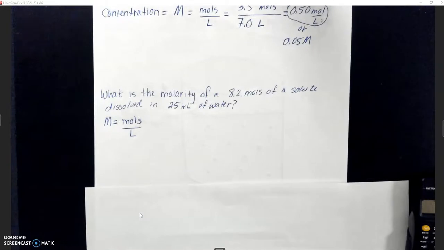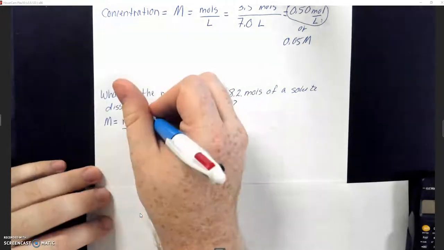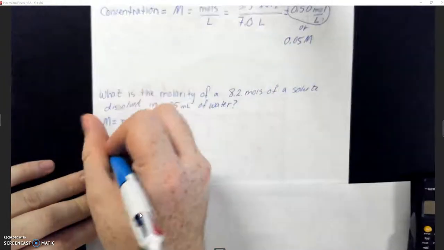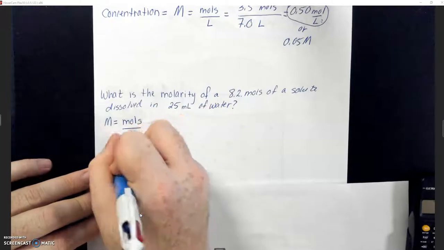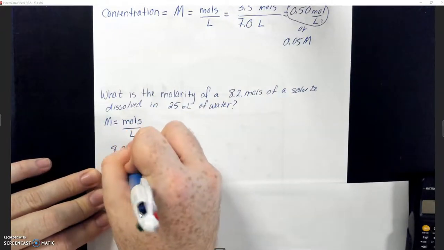That's 8.2, and it gave us the volume in milliliters. We can't use milliliters. What are we going to have to do to those milliliters before we can solve this problem? We're going to have to convert those over to liters. And we're going to go ahead and do this all in one step. So we know that we have 8.2 moles and 25 milliliters.